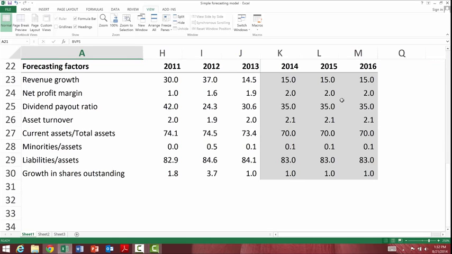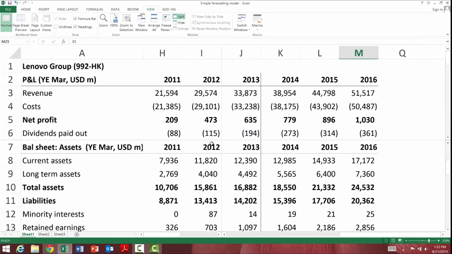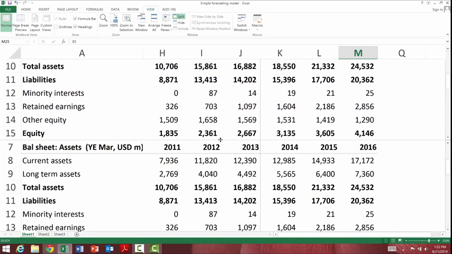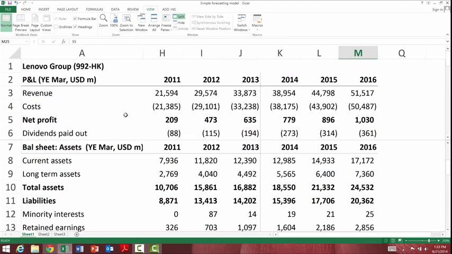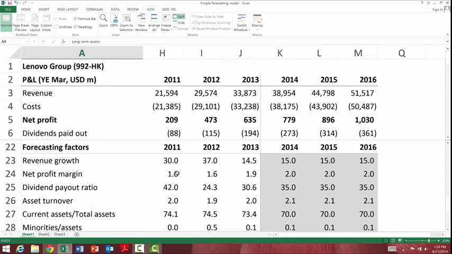So in this case, what I've done, and I will split the screen here, and I will split it horizontally, and that's the upper part, and we'll use the P&L at the upper part, and now I'm going to move the bottom part down to the forecasting.